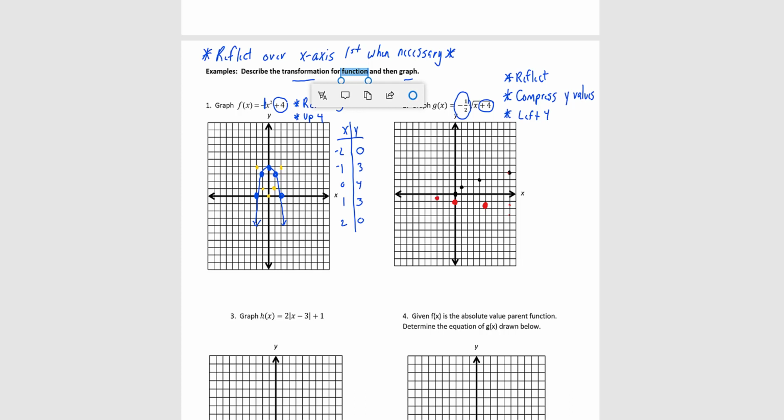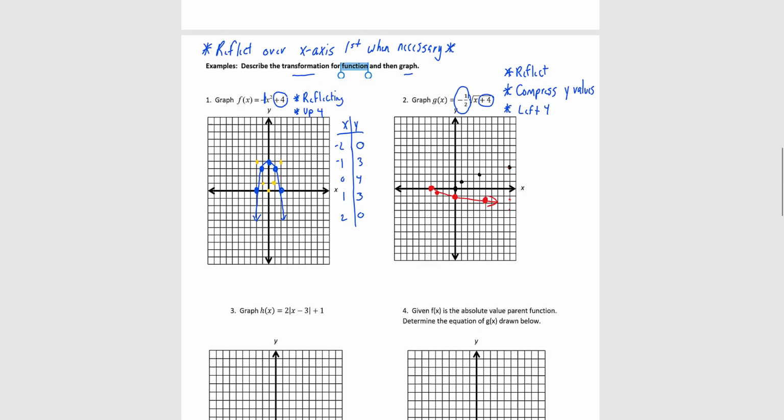Oh, and the origin point, we can't reflect (0, 0) because it's already on the reflection line. And since its y value is 0, it can't be compressed. So all we have to do is shift that one left 4. And there's our answer.